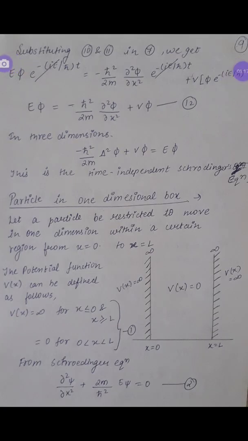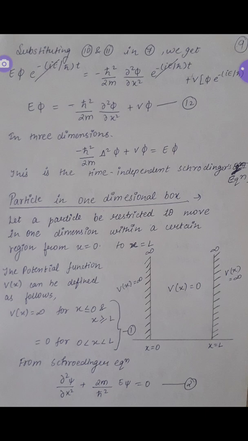Using equation number 10 or 11 in equation number 7, we get E phi is equal to minus h cross square upon 2m del square phi upon delta x square plus V phi. Equation number 12. Writing equation number 12 in a 3-dimensional box, we get minus h cross square upon 2m del square phi plus V phi is equal to E phi. This is the time independent Schrodinger equation.